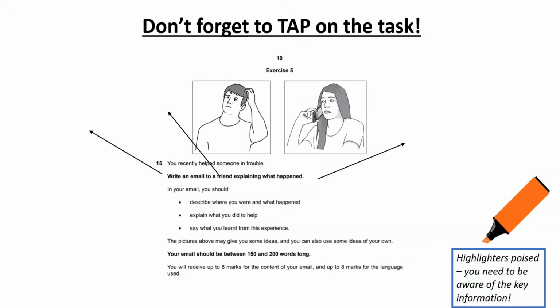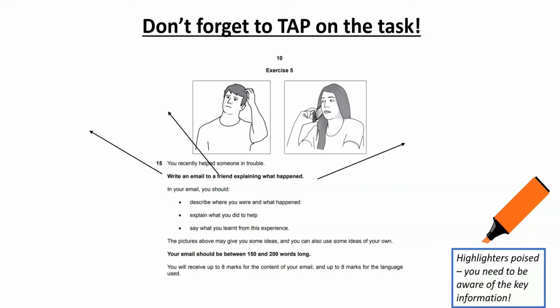Now, an acronym I always use with my students, it doesn't matter if they're doing first language or second language, is TAP. And I always say, don't forget to tap on the task. T means text type, A means audience, and P means purpose. Obviously, the text type is given. It's always going to be an email for exercise 5, but you do need to establish the audience and purpose quite quickly.